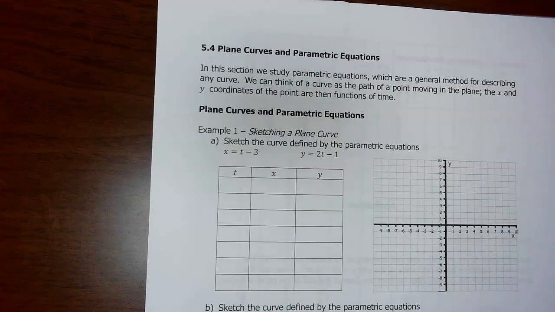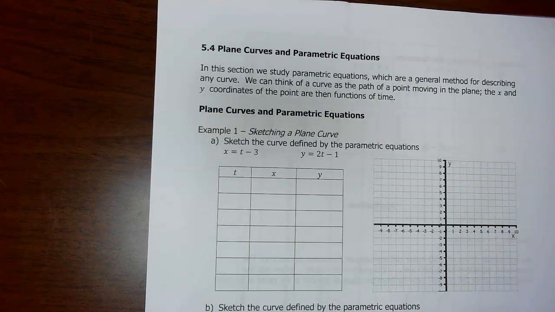In this section, we are going to study parametric equations, which is just another method for describing curves. We can think of a curve as the path of a point moving in the plane. And in this, we're thinking about the x and y coordinates as functions of time. So where would this object be located per time? You'd have to think about where they're located horizontally and vertically as time changes.